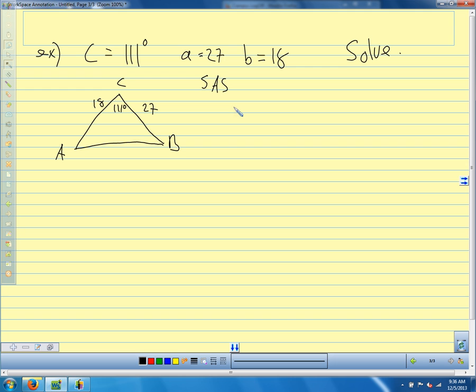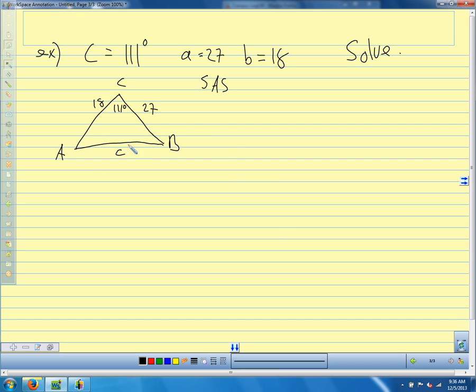You can use the law of cosines. Now, before we use the law of cosines, if we try to use the law of sines, I would say C over the sine of 111 equals sine of A over 27. Well, I don't know C or A, so I'm missing two pieces for the law of sines. So that would tell me that I couldn't use the law of sines. I need one of those two pieces of information to use the law of sines.